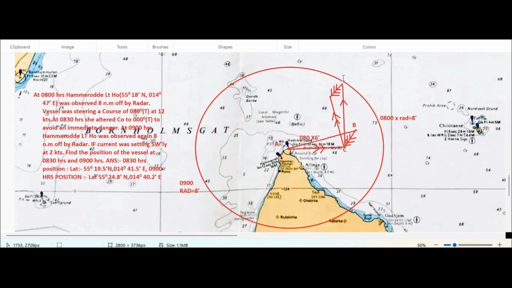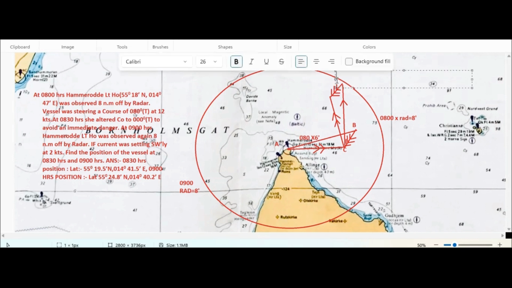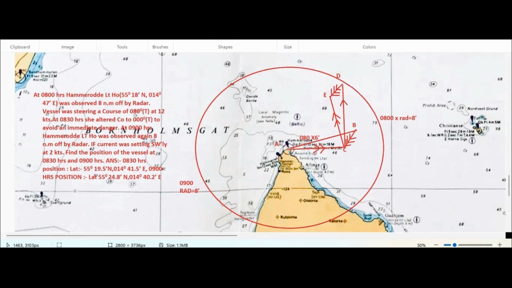Now I'll be transferring the first position circle. So C to D, after that D to E, both are half an hour triangles. That means ultimately the center moves after half an hour from A to C, then again after half an hour from C to E. Now we'll be transferring the first position circle, the 8 o'clock position circle.